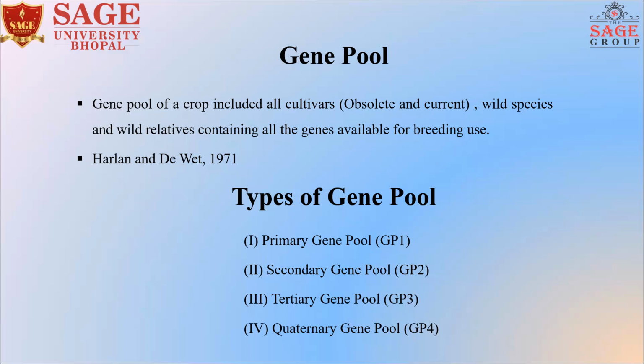This gene pool concept was initially given by Harlan and de Wet in 1971 for the effective and judicious use of germplasm. As in the definition, the gene pool indicates the total diversity. So what is the reason behind this? In the past, huge pools of various wild and indigenous breeds have collapsed, causing widespread genetic erosion as well as widespread genetic pollution. That's why conservation is important.